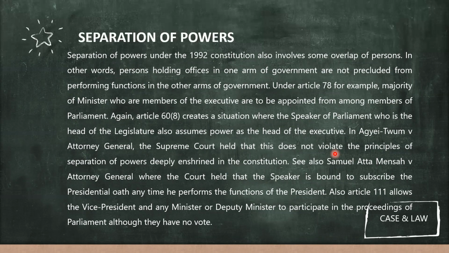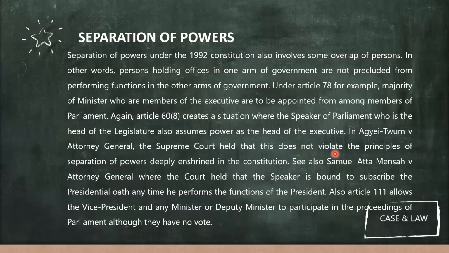So under our Constitution, there's also the overlap of persons. In other words, persons holding offices in one arm of government are not prevented from performing functions in other arms of government. And this I have already mentioned, which is under Article 78, a majority of ministers who are members of the executive are to be appointed from among members of Parliament. So that is actually part of our Constitution, which is that the president must ensure that the ministers being appointed are members of Parliament.